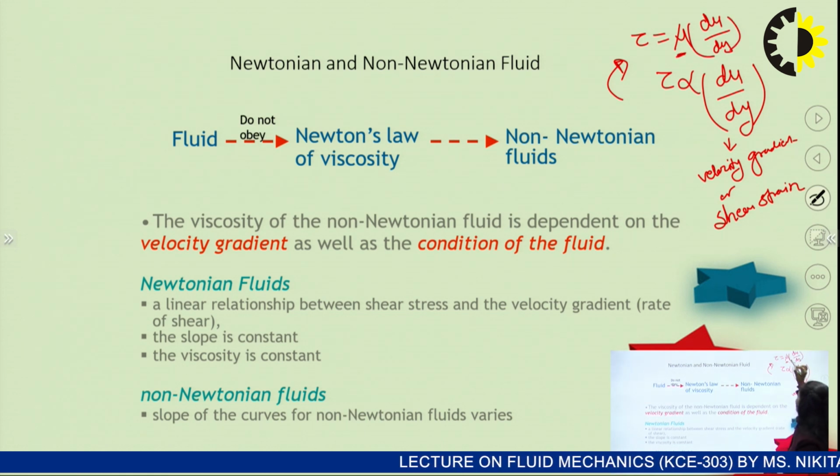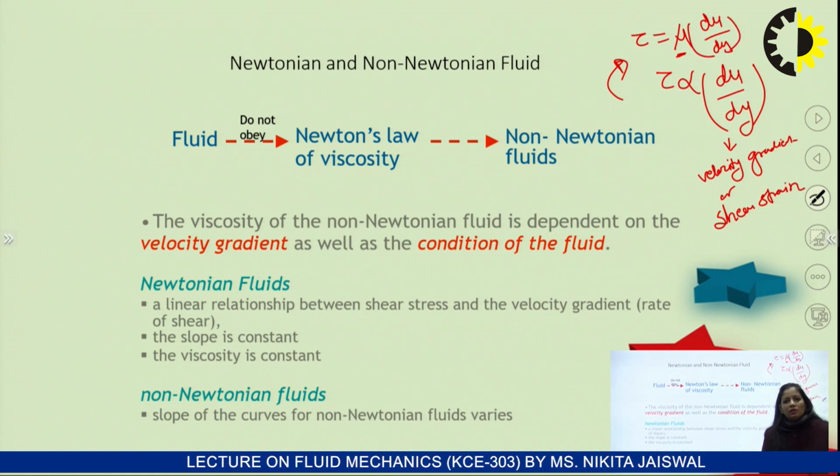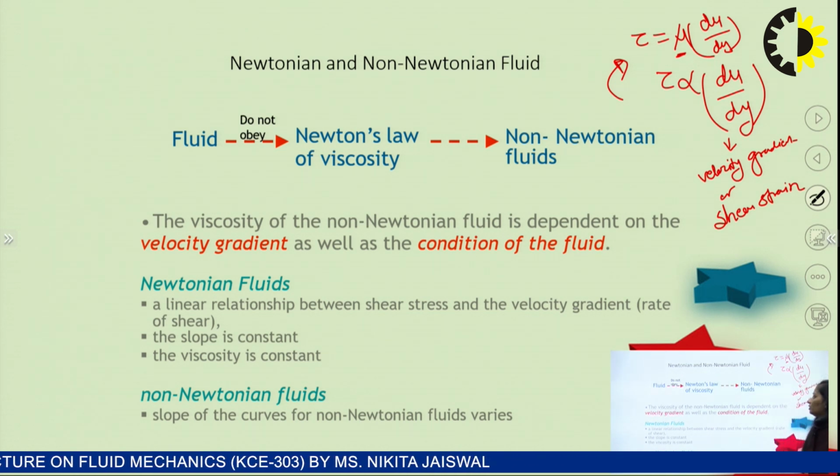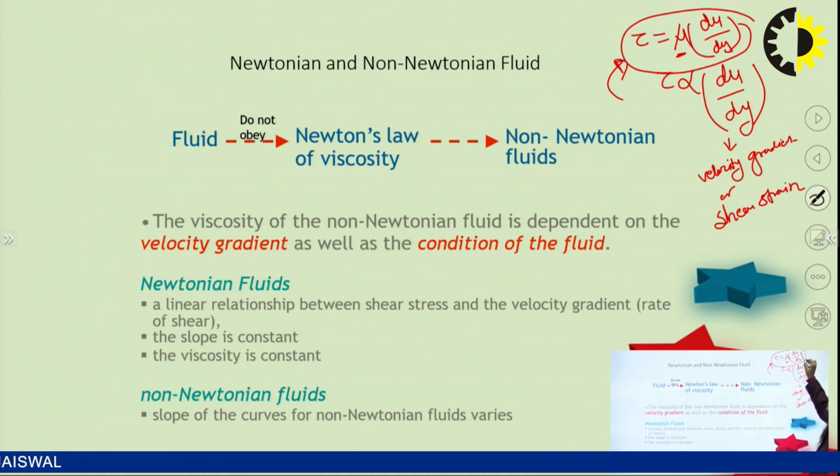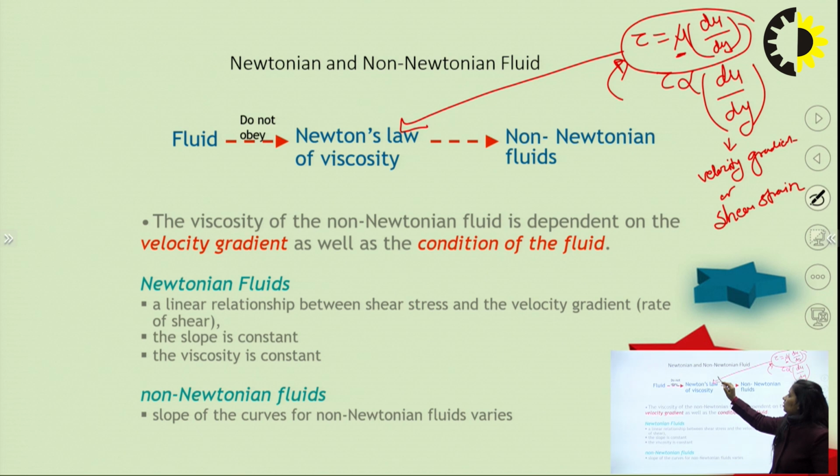Here mu is called viscosity, or dynamic viscosity. So this equation is Newton's law of viscosity. What Newton's law of viscosity says is simple: tau is proportional to velocity gradient. How is this velocity gradient defined? Del u is the difference between the velocities of two layers, and del y is the distance between the two layers. This is Newton's law of viscosity.